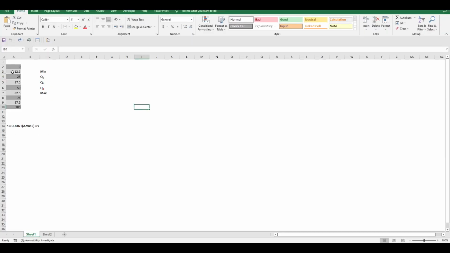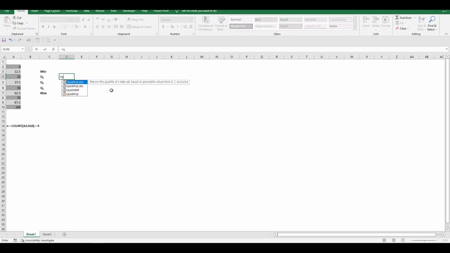Here we have 9 numbers, 9 rounded numbers. And first we want to estimate the first quartile, so we start typing the equal sign, QUARTILE.EXC. The first argument is the range, the list of data. And the second one is the number 1, because we want to calculate the first quartile. Its value is equal to 18.75.